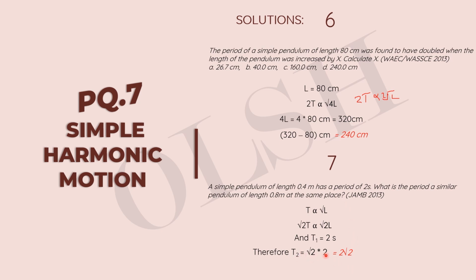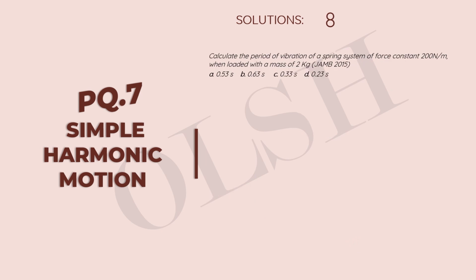But let's remember that this period was given to us here as 2 seconds, and since we have root 2 on this side of the period, the increment for the period is root 2 for doubling the length. So we just take root 2 multiplied by what we had as T to give us 2 root 2. This will be the new period for the pendulum whose length is double that of the first pendulum. So we move to number 8.